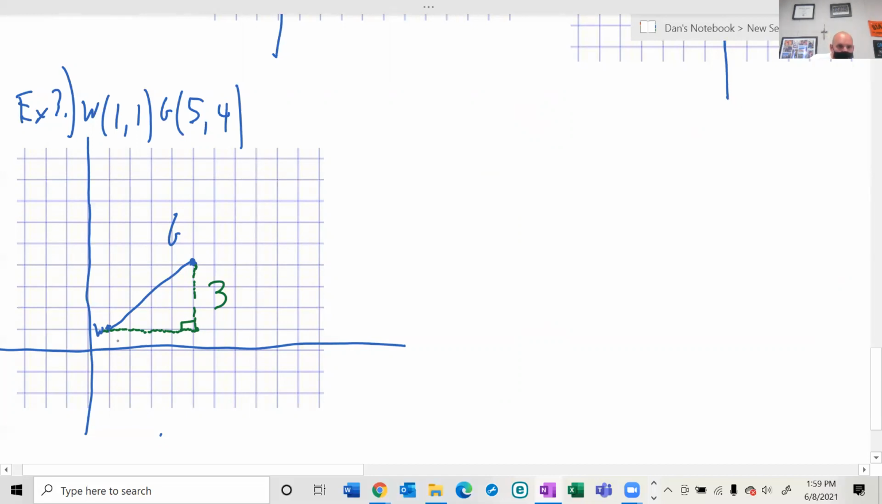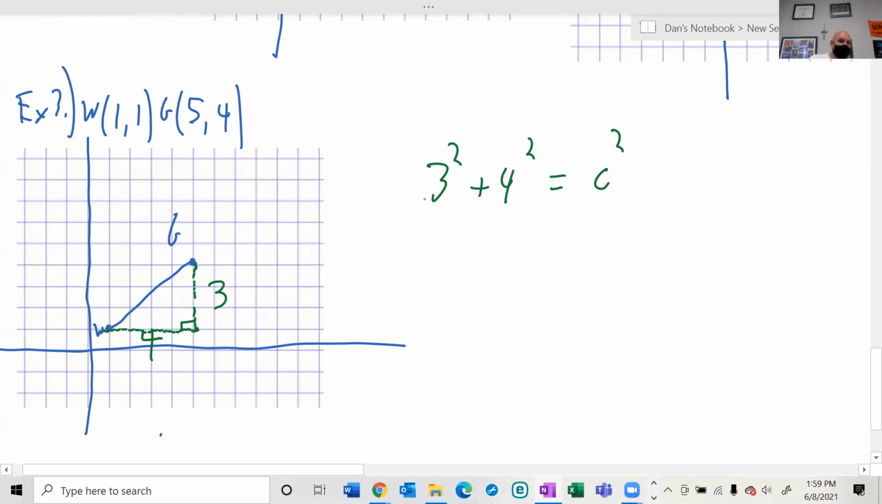I can count this one as 4. 1, is it 4? Did I do something wrong? 1, 2, 3, 4, 5. 1, 2, 3, 4. Oh, wait, did I do this backwards? 1, 2, 3. Oh, there we go. I just counted wrong somehow. 4. So one side is 3 and one side is 4. I can just use Pythagorean theorem. Look, this is the hypotenuse of it. Pythagorean theorem is just one side squared plus the other side squared equals the hypotenuse squared.